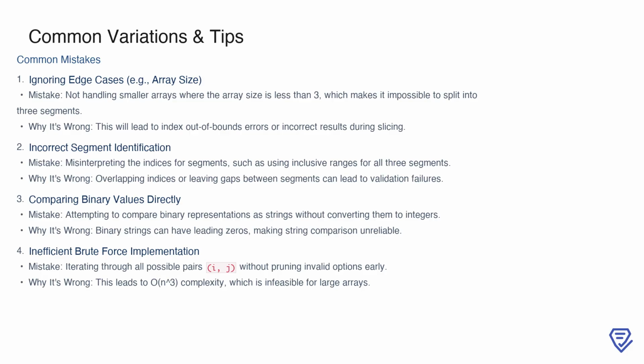Another frequent issue is incorrect segment identification. For example, if you misinterpret the indices and use overlapping ranges or leave gaps between segments, the validation process will fail since the segments won't represent equal values. Additionally, be cautious about comparing binary values directly as strings. This can go wrong because binary strings might have leading zeros, which can make comparisons unreliable unless properly converted to integers.